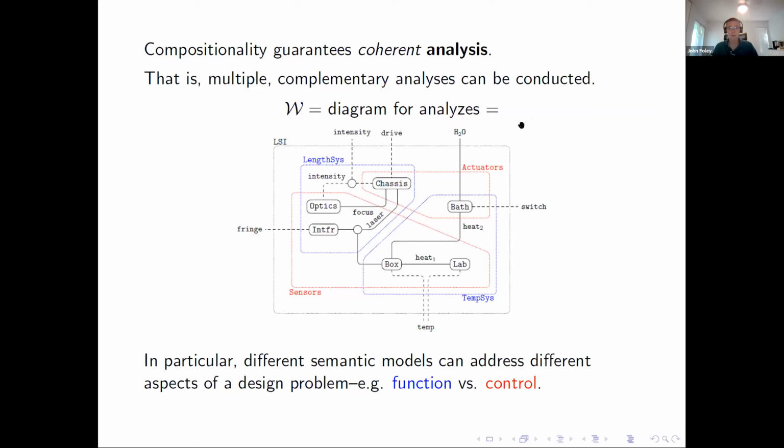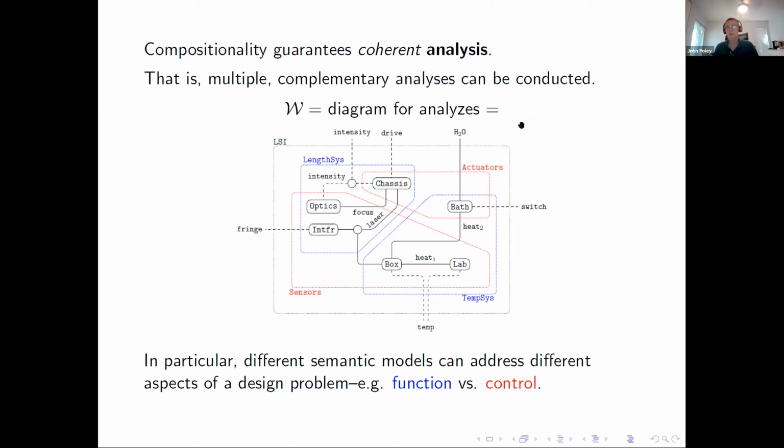And so here, if you go along one side of the diagram, you get a decomposition of your system in terms of function, where you first compose these length systems and temperature systems, and then those are combined to form the whole length scale interferometer. Or you could do this decomposition by control, which would be the other side of this diagram, where you're grouping things by actuators and sensors.